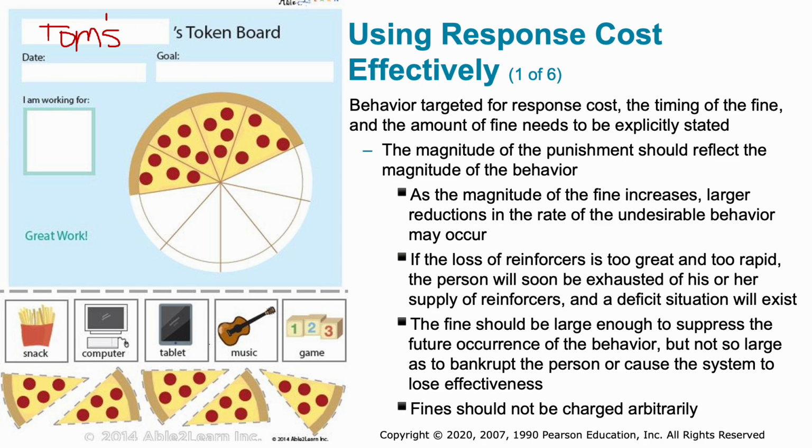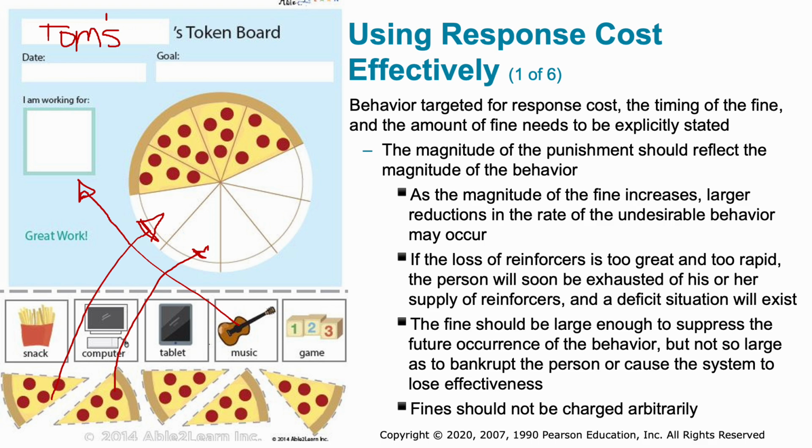So let's say that I want to work for music time. I would put this icon over there. Okay. And what should happen is as I engage in appropriate behavior, or as Tom engages in appropriate behavior, I'll provide him with the pieces of pizza. Okay, so the pieces of pizza in this case are the tokens. So Tom engaged in appropriate behavior. I gave him 1 pizza. Tom engaged in appropriate behavior. I gave him another pizza.